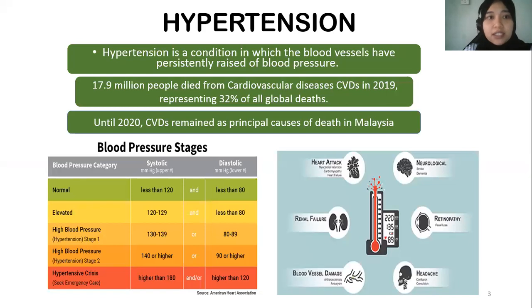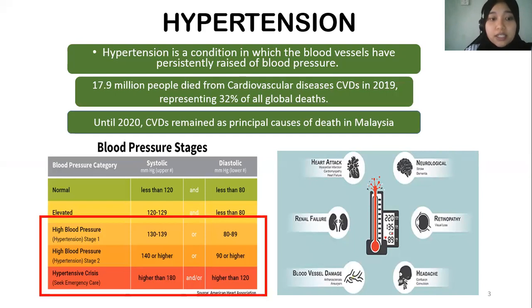So hypertension is a condition in which the blood vessel have a persistently raised blood pressure. According to the cardiovascular disease, 17.9 million people died from CVDs, cardiovascular disease, in 2019, which represents 32% of total global deaths. In Malaysia, until 2020, CVDs remain a principal cause of death. This is the blood pressure stages by the American Heart Association.